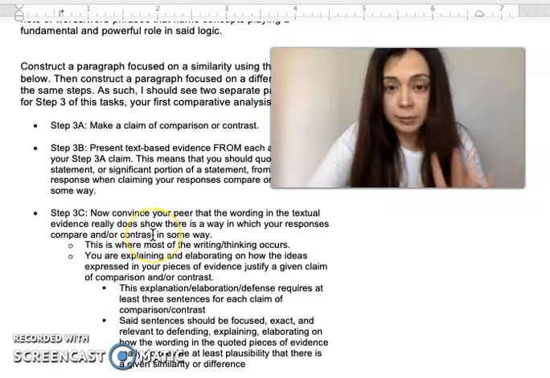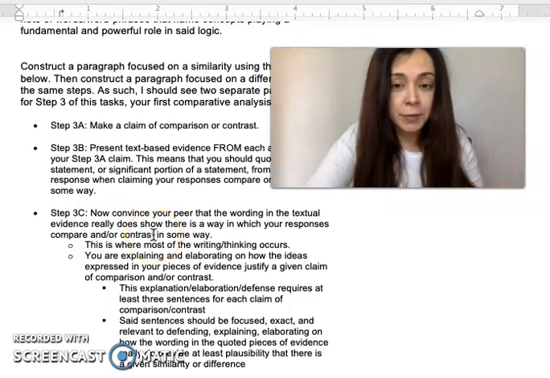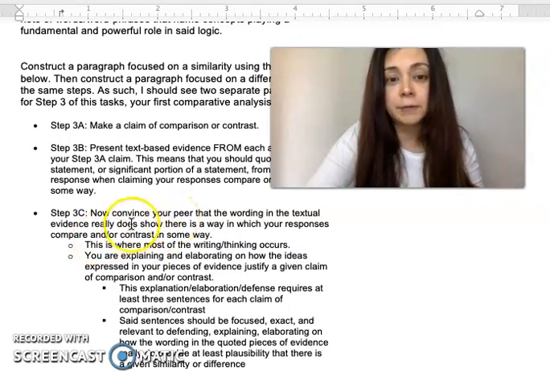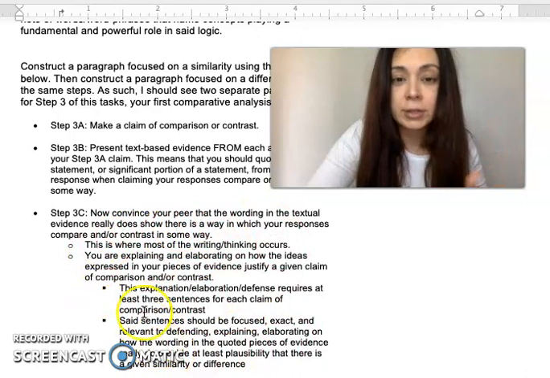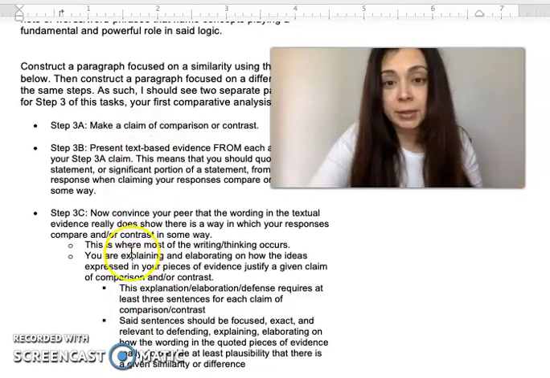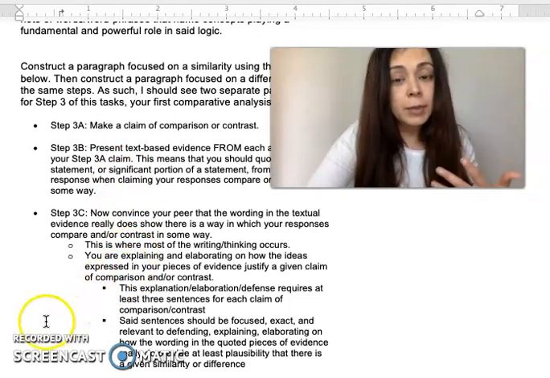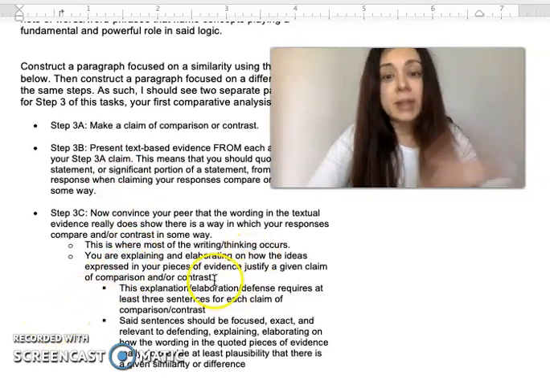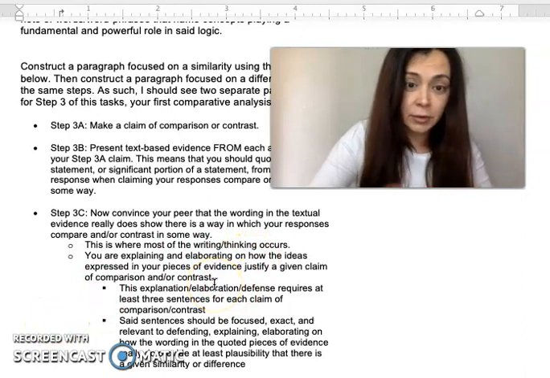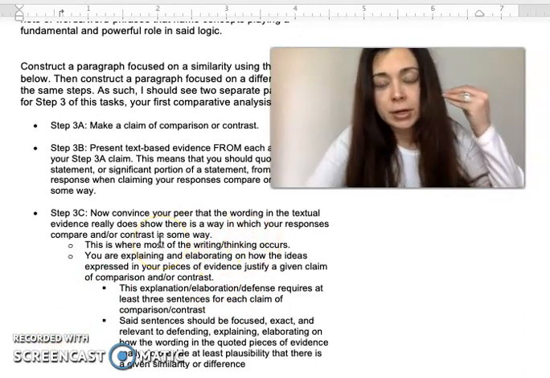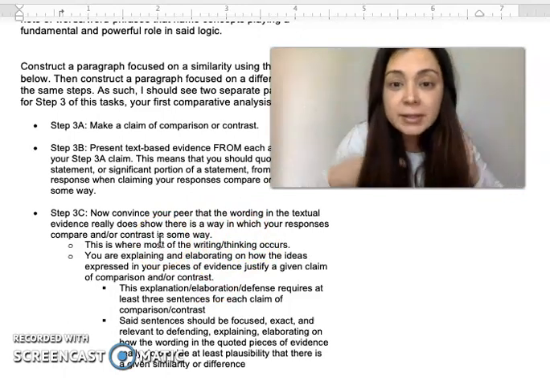Now, remember, you've got to be focused. Each paragraph will focus on one thing. So if you're going to start with the claim that it's something similar, then you're going to focus this part on trying to convince your peer that the quoted evidence from step 3B really does show or could show that there is a similarity, even if you have to do a little bit of interpretation, read between the lines. And then, of course, you'll do this a second time where you talk about a difference or vice versa. In any case, you're really trying to convince. You're trying to offer compelling reasoning and discussion.